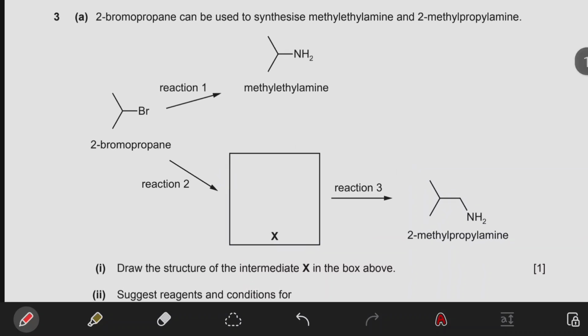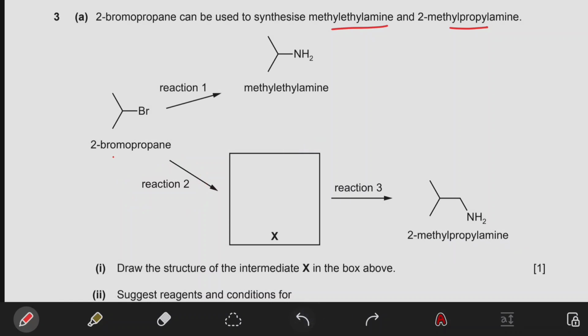Question number 3. 2-bromopropane can be used to synthesize methylethylamine and 2-methylpropylamine. Draw the structure of the intermediate X in the box above. This is from the AS level syllabus. What is happening here is that this haloalkane would have definitely converted to nitrile in this reaction, and then it would have definitely been reduced to this amine.